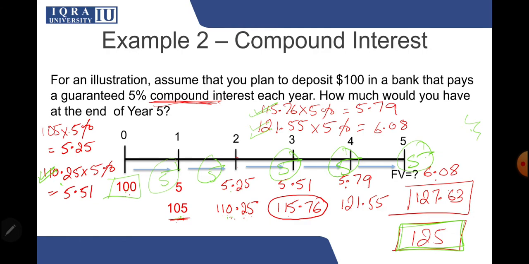Now this was the illustration of simple and compound interest on a timeline. Next we are going to introduce a formula for it. So let's go ahead. For simple interest, we have this formula.